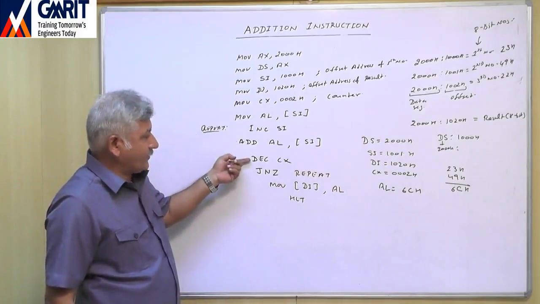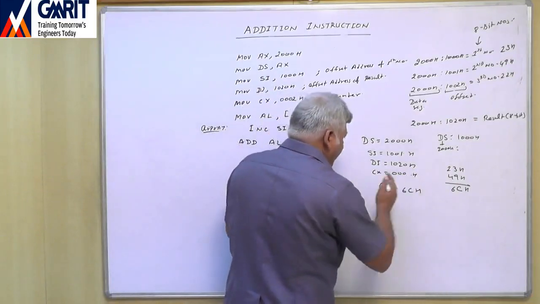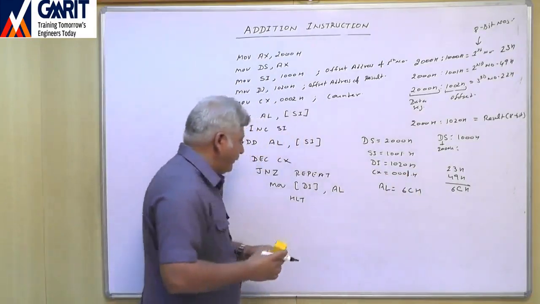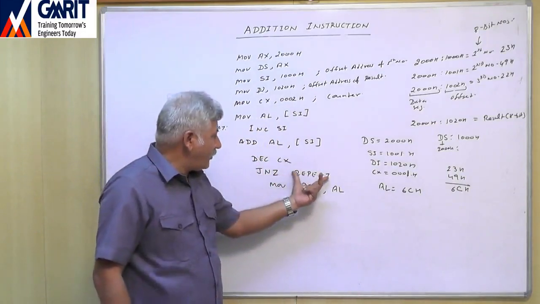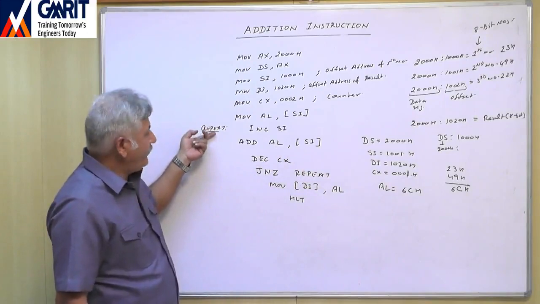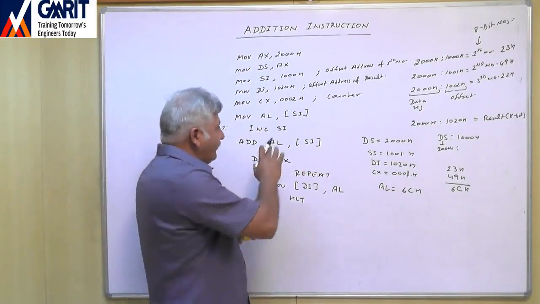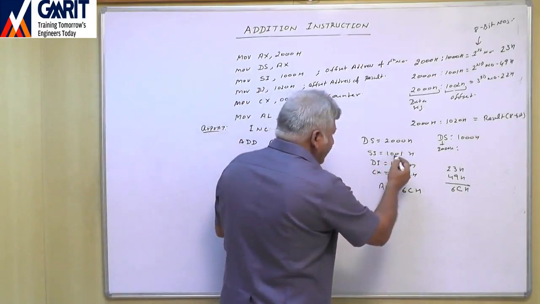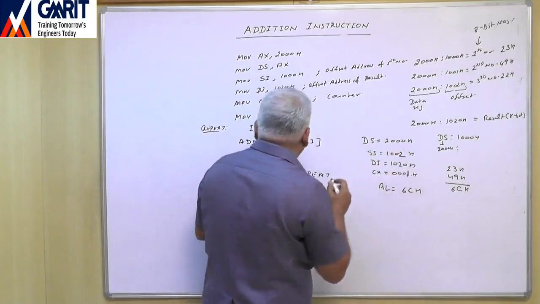Then DEC CX. So CX will become, now from 2 it will become 1. Jump not zero. Now it is not 0. So go to repeat. Program will come here. Here INC SI. Now SI will again increase by 1. SI 1001 will become now 1002.